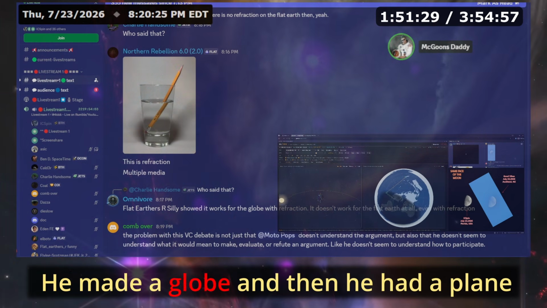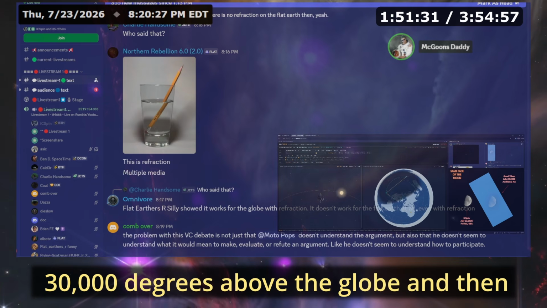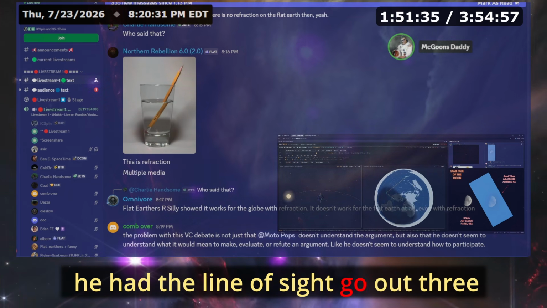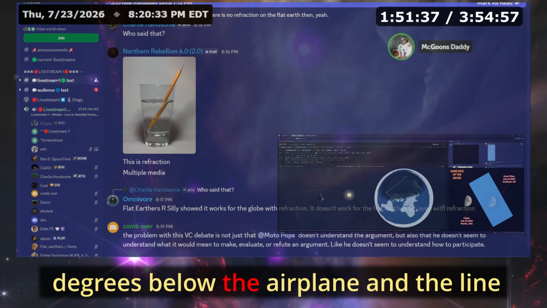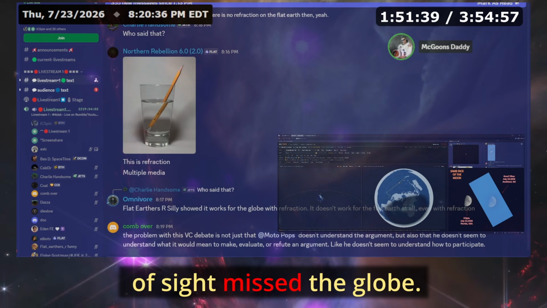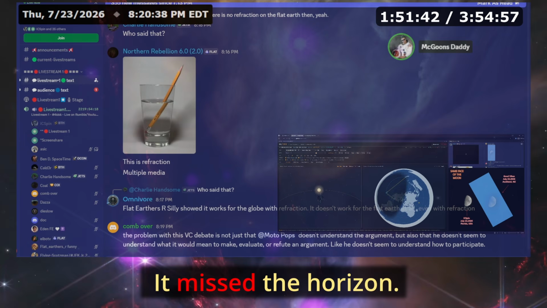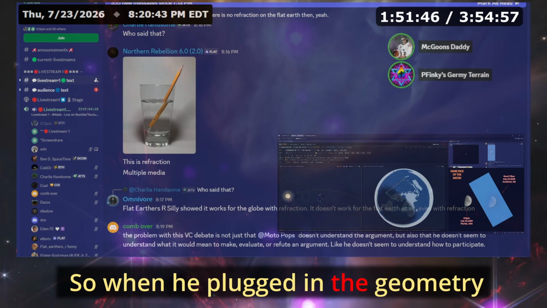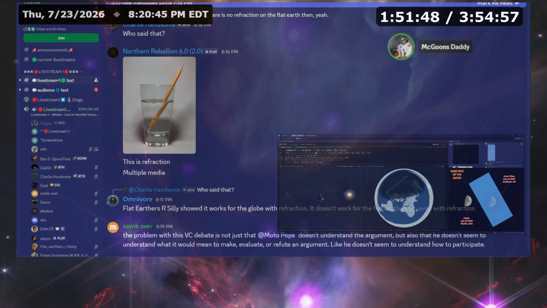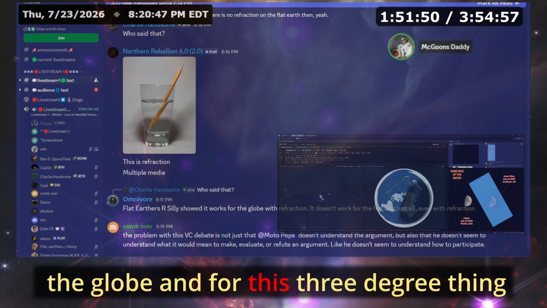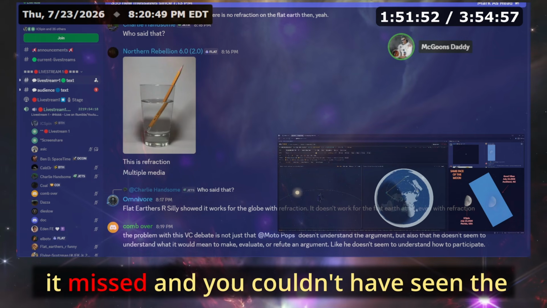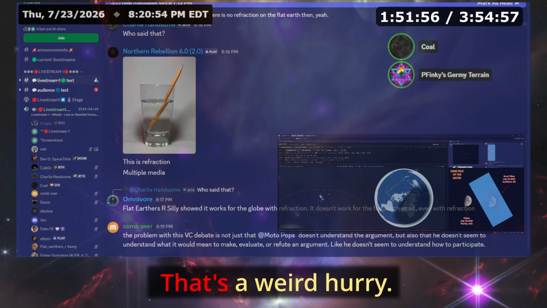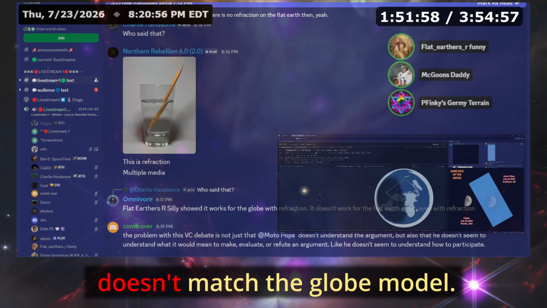He made a globe, and then he had a plane 30,000 degrees above the globe, and then he had the line of sight go out 3 degrees below the airplane, and the line of sight missed the globe, it missed the horizon, it missed the sunset. So when he plugged in the geometry, for the globe and for this 3 degree thing, it missed, and you couldn't have seen the sunset because you would have been looking in the wrong direction. That's a red herring. And hence why it doesn't match the globe model.